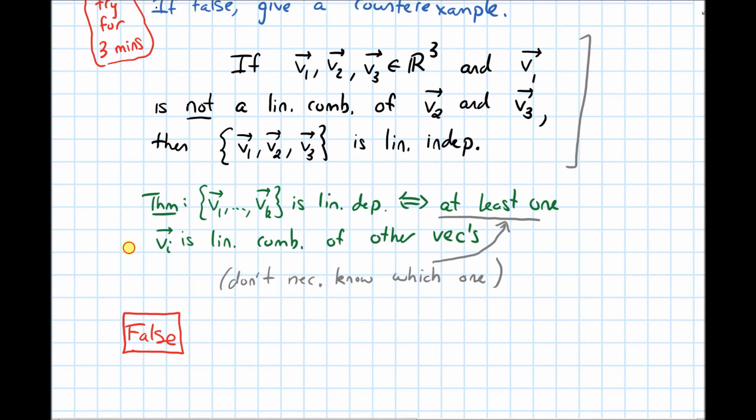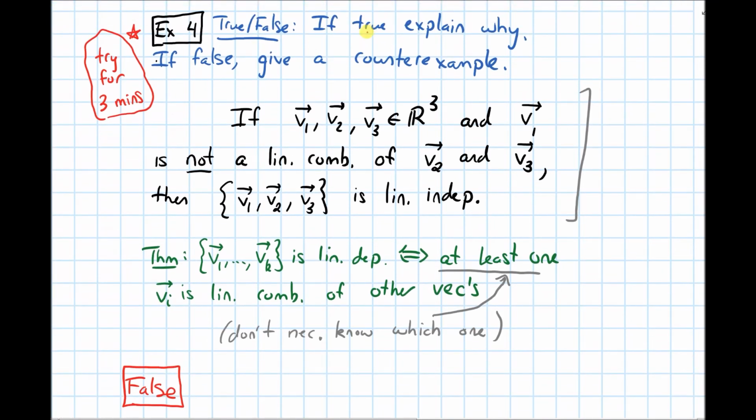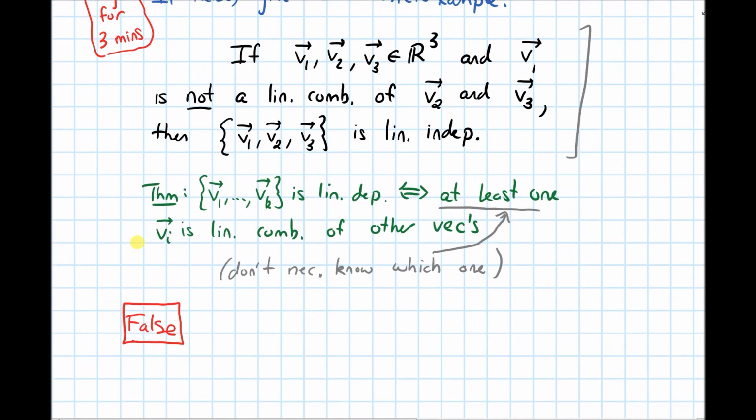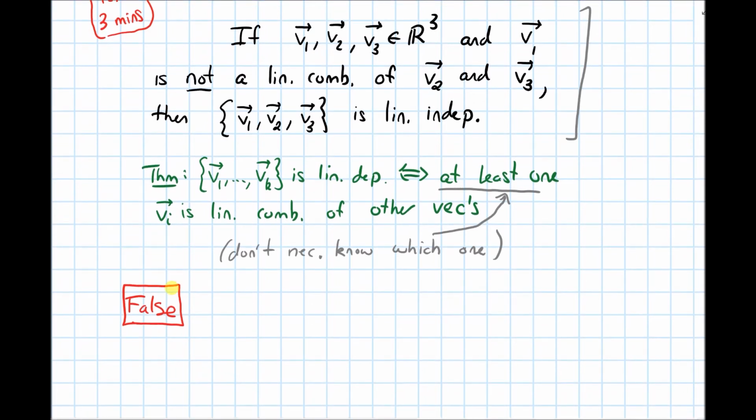But now let's give a counterexample, because my problem said, if it's true, explain why, but if it's false, give a counterexample. So to give a counterexample, I need to give a specific example for what v1, v2, and v3 are that shows that this is false. Let's recap what we need. To have a counterexample, I would need v1 to not be a linear combination of v2 and v3, but I would want my three vectors, v1, v2, and v3, to be linearly dependent.